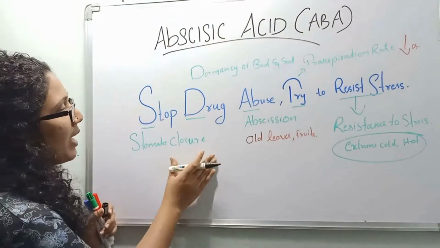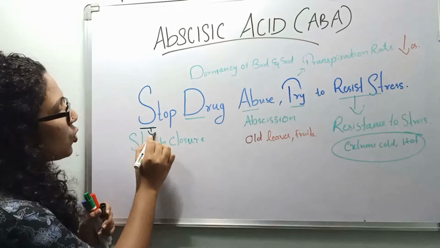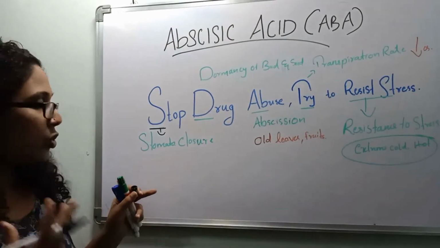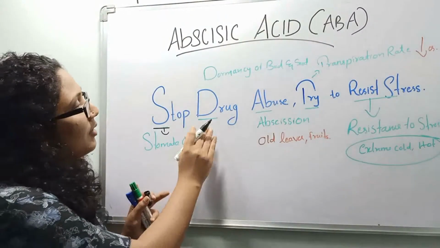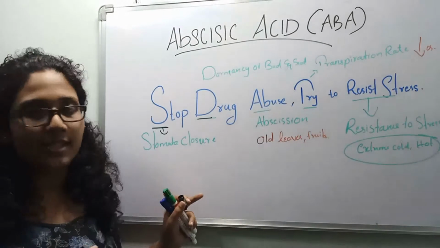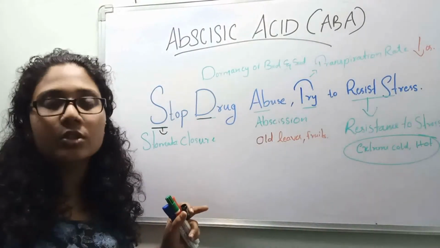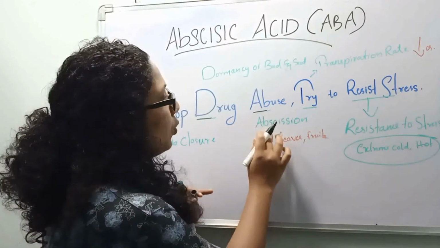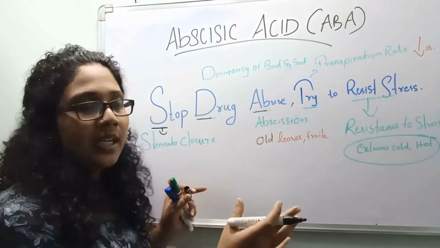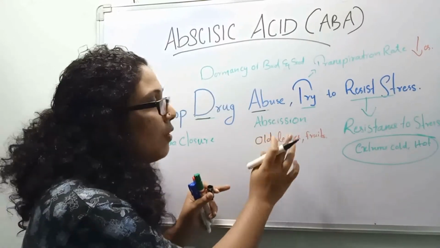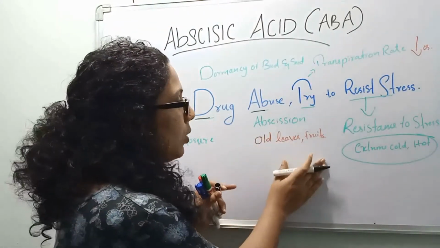First one is S, which stands for stomata closure. That is, abscisic acid helps in closure of stomata. And this D stands for dormancy of bud and seed. Abscisic acid promotes dormancy of bud and seed. This AB is for abscission. As the name indicates, abscisic acid promotes or increases abscission of old leaves and fruit.